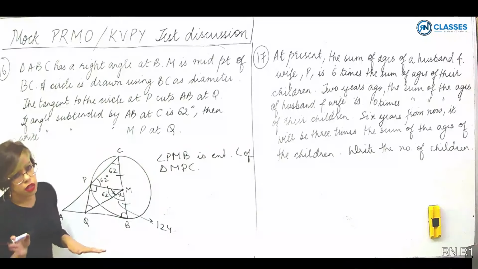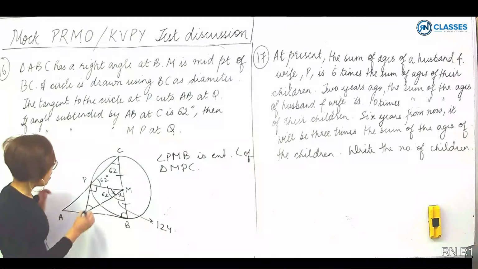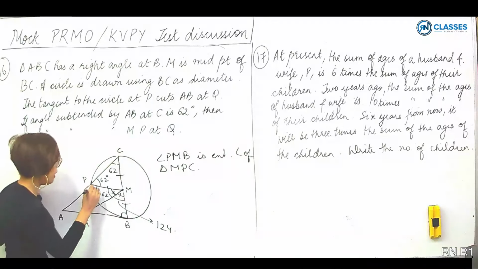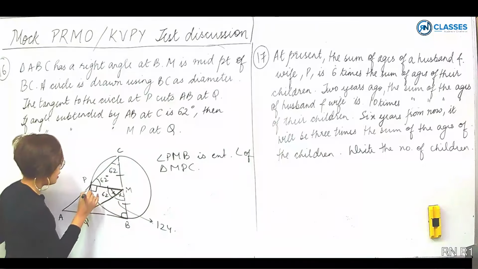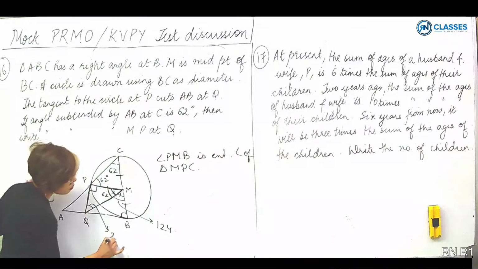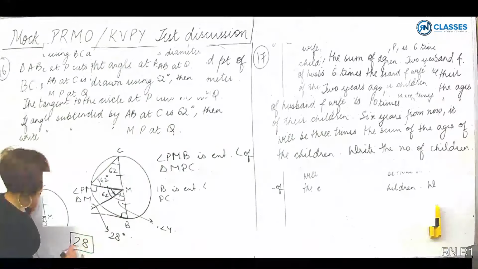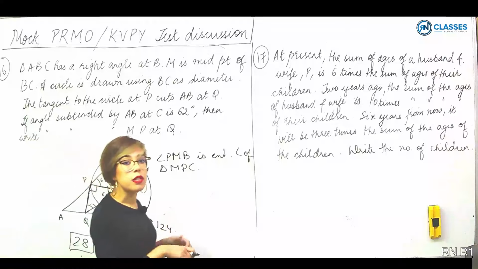Yeah, there are other ways also to arrive at this angle, which is 62. Now come to this triangle QPM. This is 90. This is 62. Obviously, you can find out that this angle is 28 degrees. So answer is 28. Right? On to the next one.